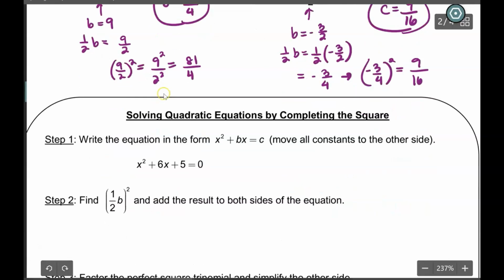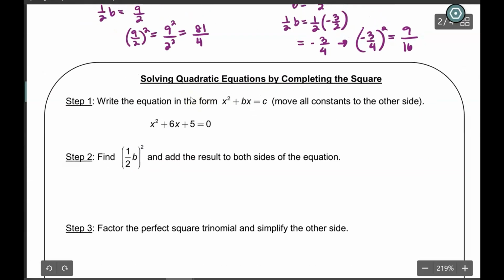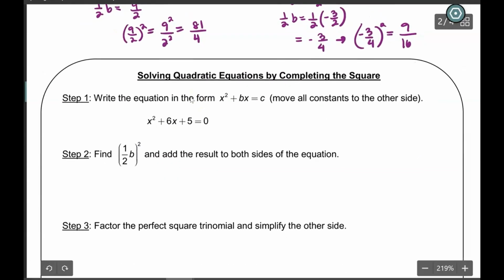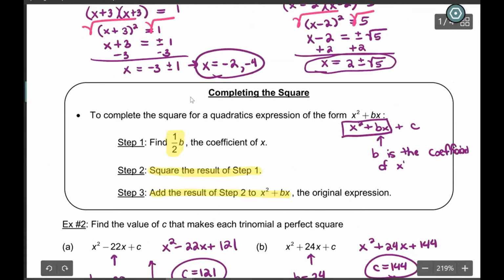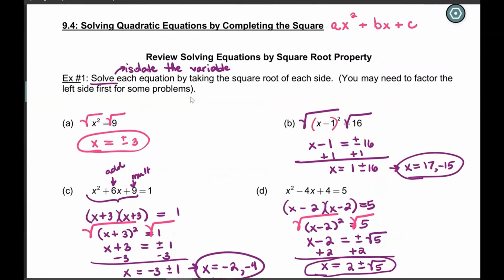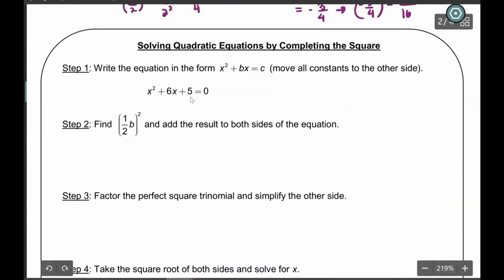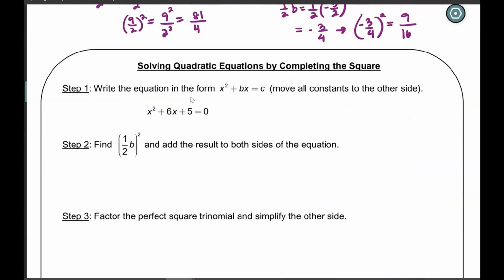The reason we went through that whole exercise was because we are going to solve equations by completing the square. So we're actually going to complete the square, and we're going to be using the square root property in order to solve. Let me walk you through an example.